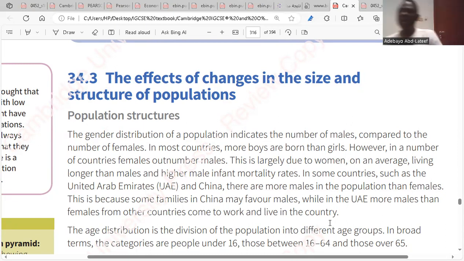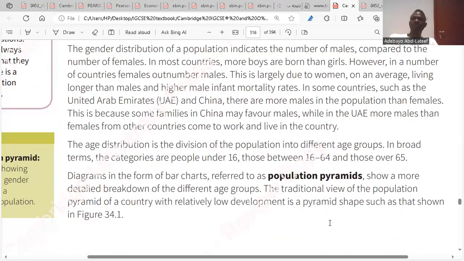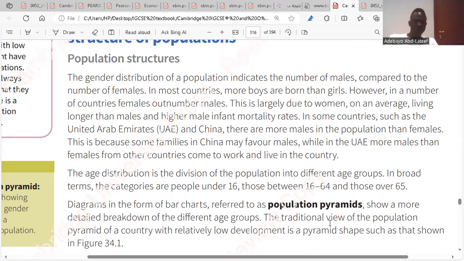So here they're talking about why there are differences in the population size. Making an example of China, which gives more priority to having male children than female, and the United Arab Emirates, having more men working than women immigrating into the country. In China, they make it illegal to have more than one kid, because the population is increasing.